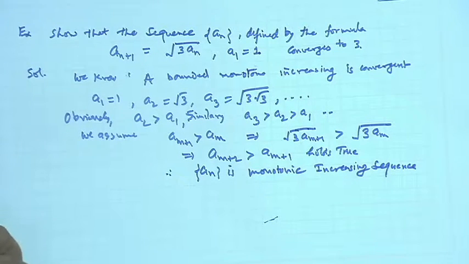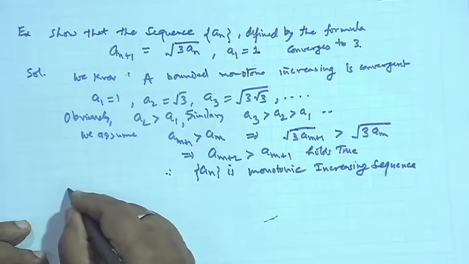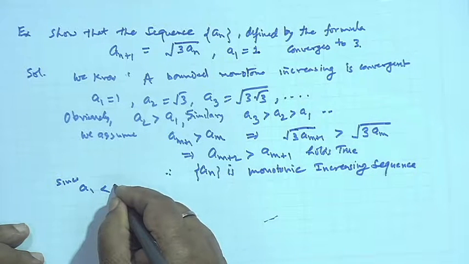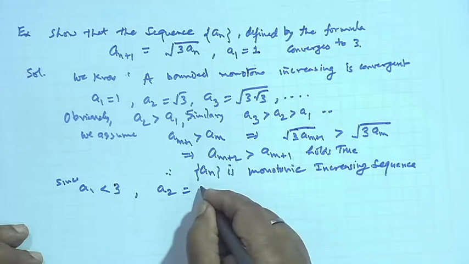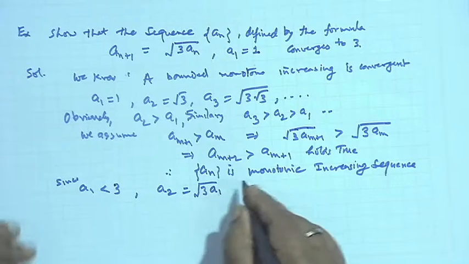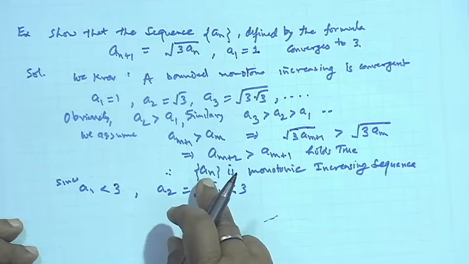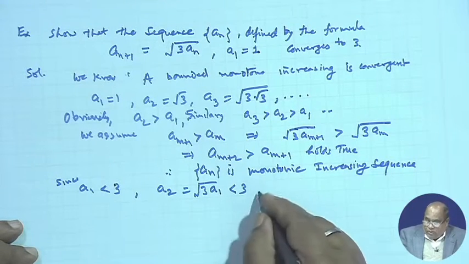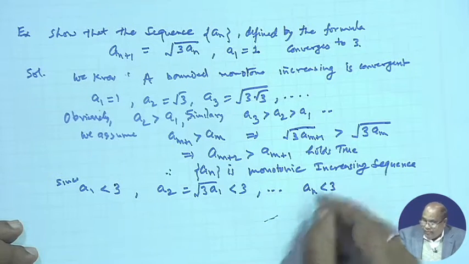Okay. Now, second, we establish that this is basically a bounded sequence. Now, a1 is given to be 1, which is less than 3. Then what is a2? a2 is the square root of 3 into a1. So, this is also less than 3 because a1 is less than 3. So, the square root of 3 times a number which is less than 3 cannot be 3, therefore, it is less than 3. Similarly, we can say that an is less than 3.